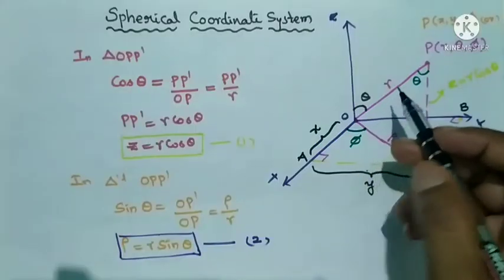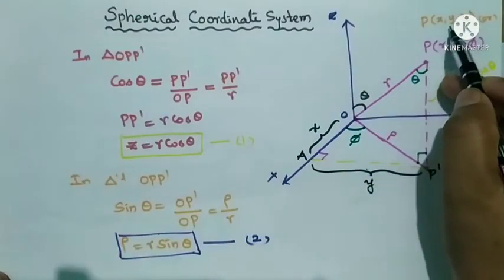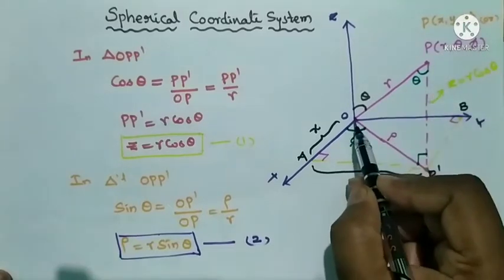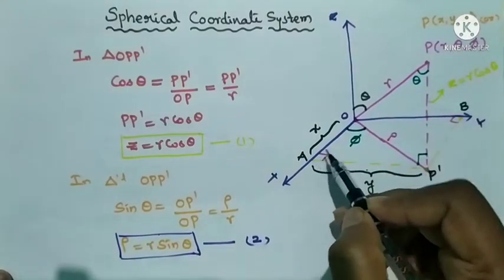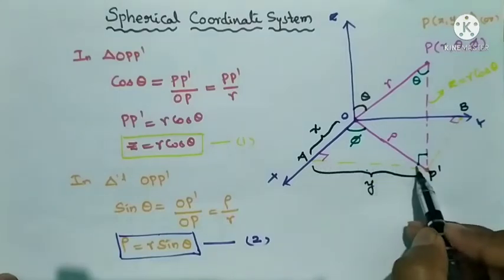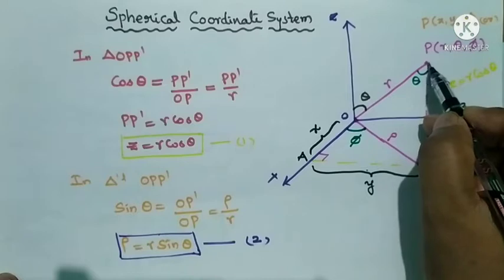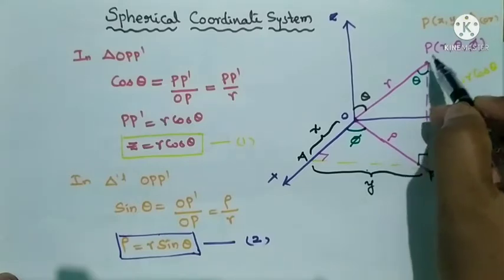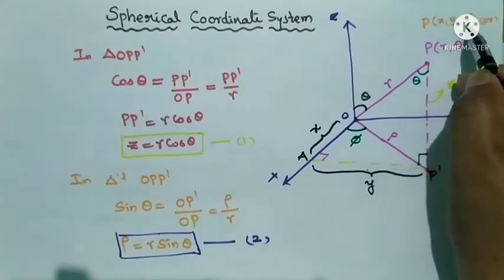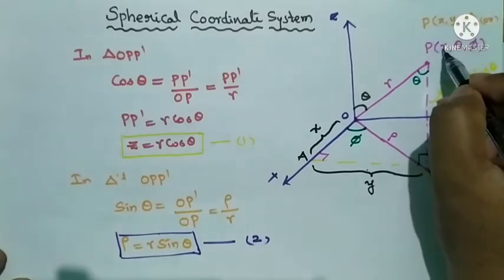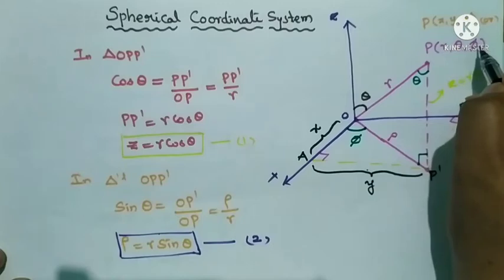So in Cartesian coordinates, P(x, y, z) is nothing but, to reach that point we travel a distance of x units along x direction and y units along y direction and z units along z direction. Then we reach this point and this point is represented by x, y, z. But in spherical coordinates the same point can be represented as r, theta and phi.